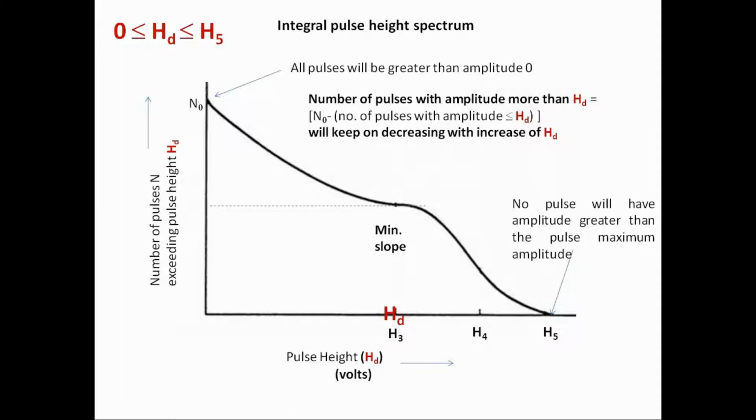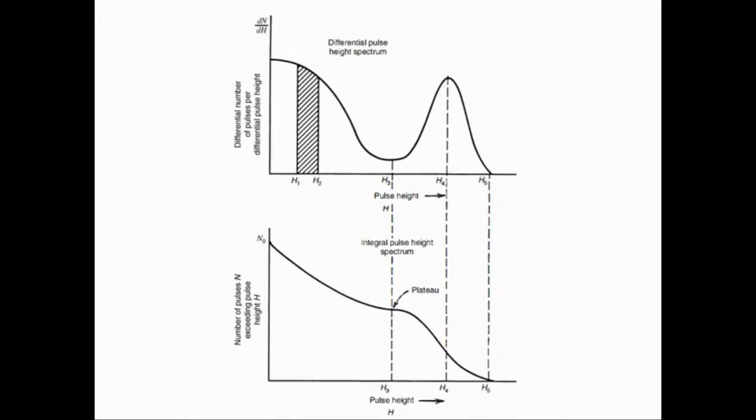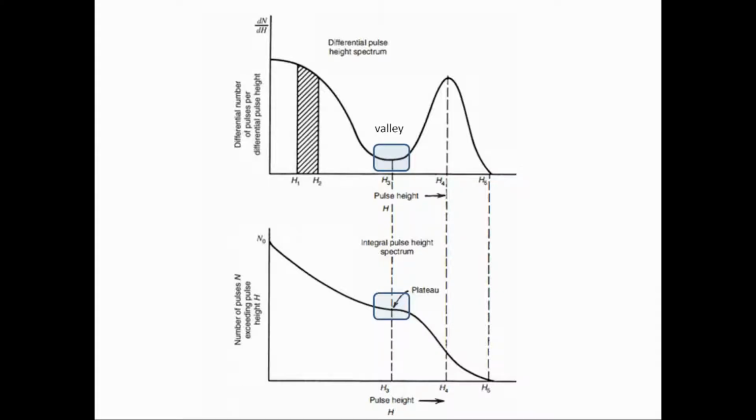In general, regions of minimum slope on the integral distribution are called counting plateaus and represent areas of operation in which minimum sensitivity to drifts in discrimination levels is achieved. It should be noted that plateaus in the integral spectrum correspond to valleys in the differential distribution. I hope this is easy to understand. Plateaus in the counting data can also be observed with a different procedure.